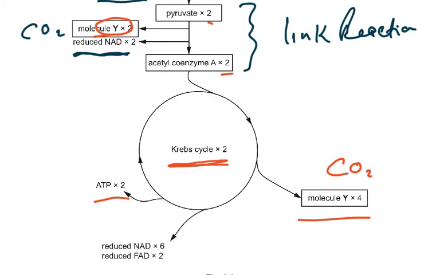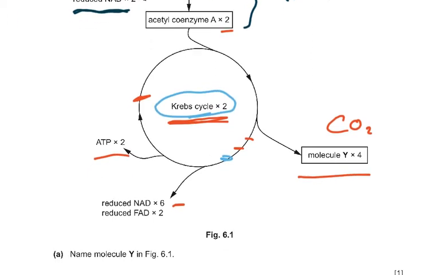And then we have 6 reduced NAD. Why? Because we have 3 NADs in one cycle. There are 2 here and there's 1 here when oxaloacetate is regenerated. And then 2 FADs. Why? Because the FAD is going to be made somewhere here. So the FAD is going to be twice because the Krebs cycle goes twice. Now let's look at the questions.